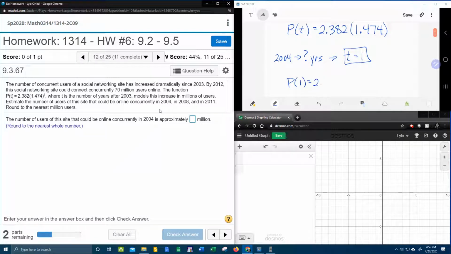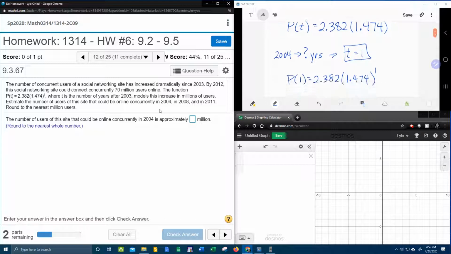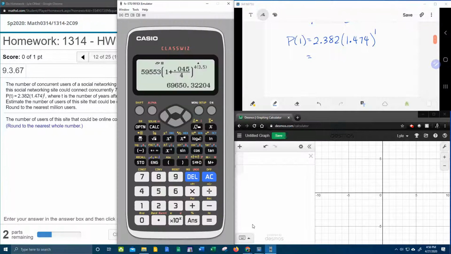And that's going to be 2.382 times 1.474 to the 1 power, plugging in 1 for t. And the best way to calculate that value right there is with a calculator. Let's bring it up. Bam! Our handy dandy Casio Class Whiz.